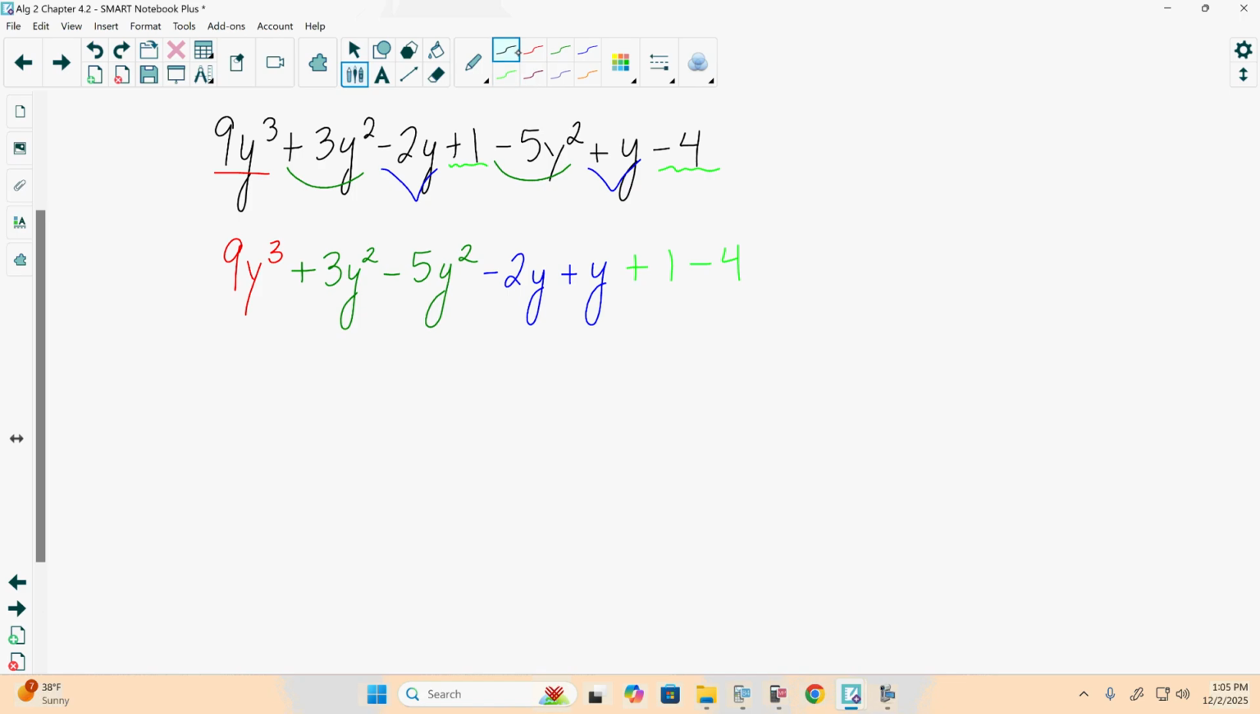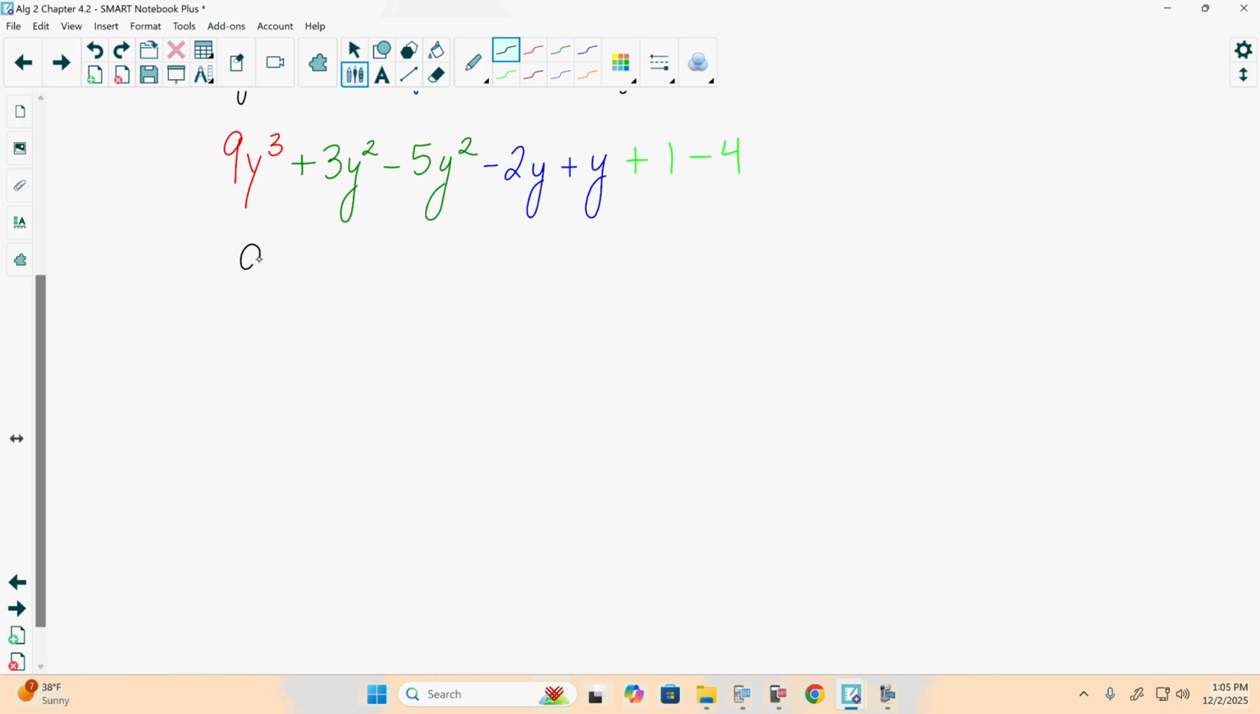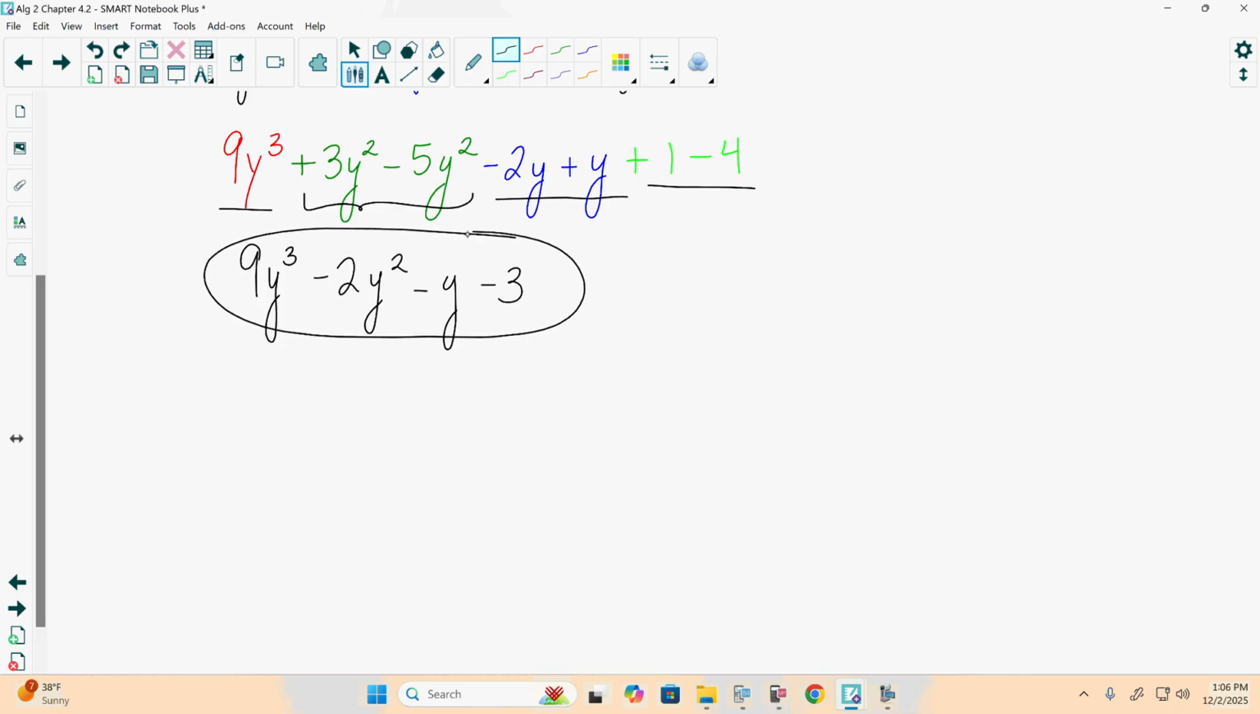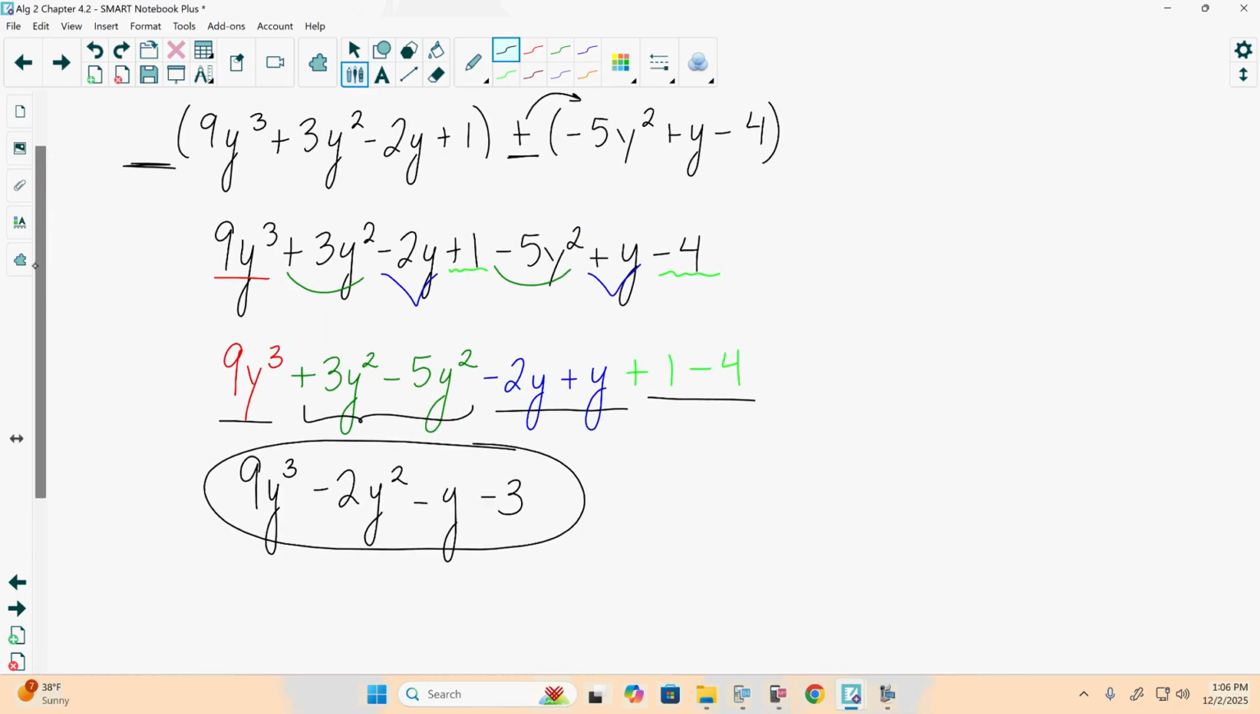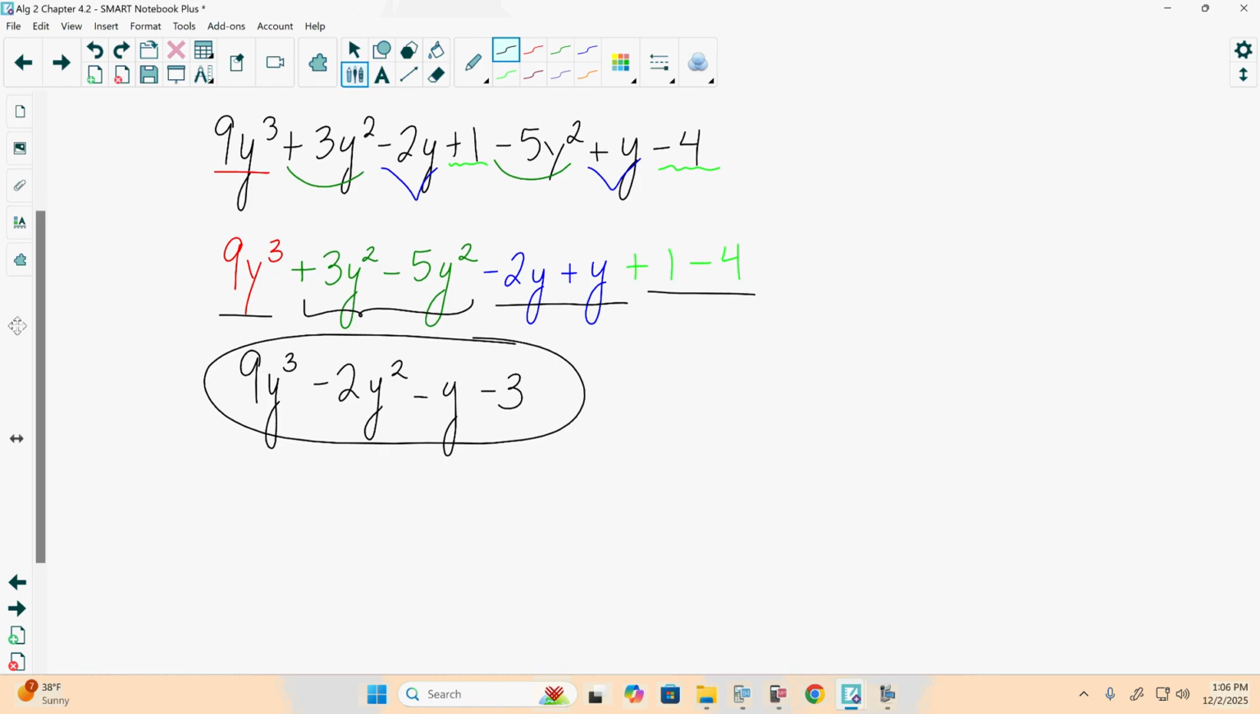Because really all this is doing, we're just rewriting it so that our like terms are next to each other. And then we're going to combine like terms. 9y cubed does not have any like terms, so it's just 9y cubed. 3y squared minus 5y squared. 3 minus 5 is negative 2y squared. Negative 2y plus y is going to be negative y. And 1 minus 4 is negative 3. Questions on this here? Questions on adding or subtracting?